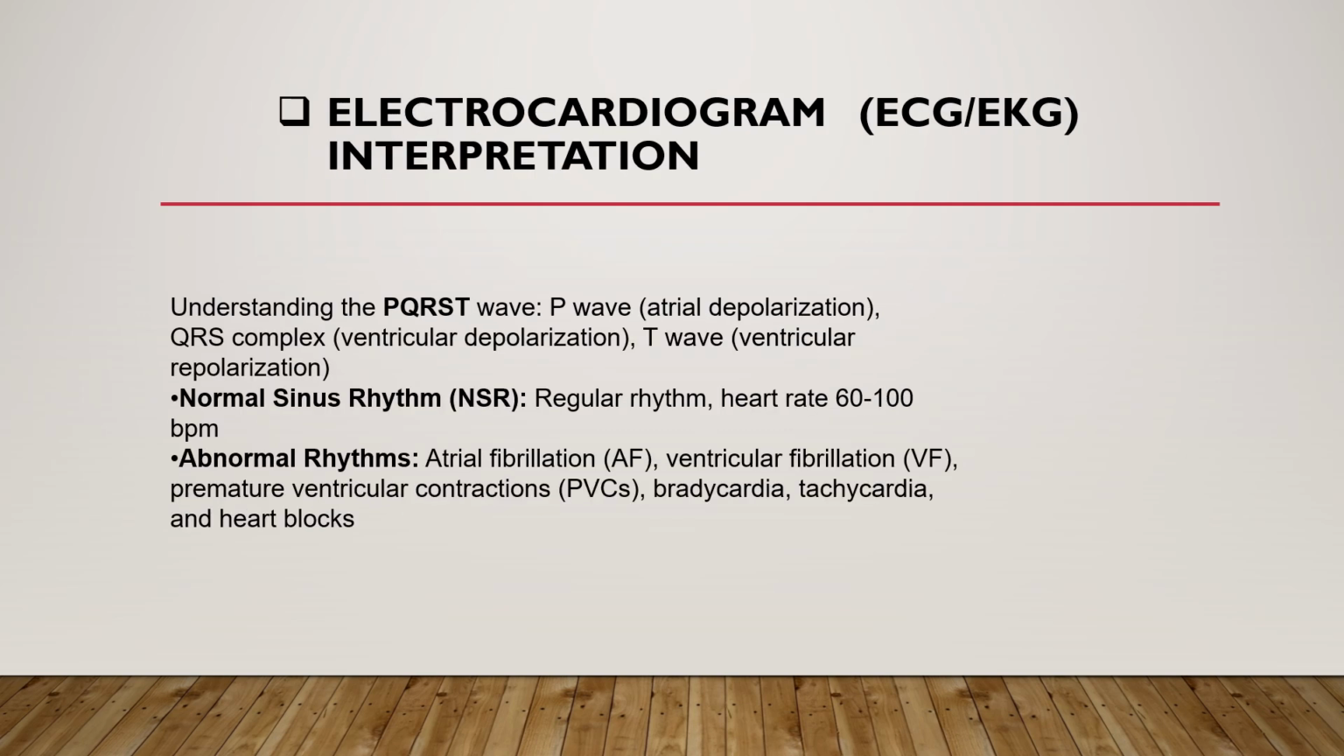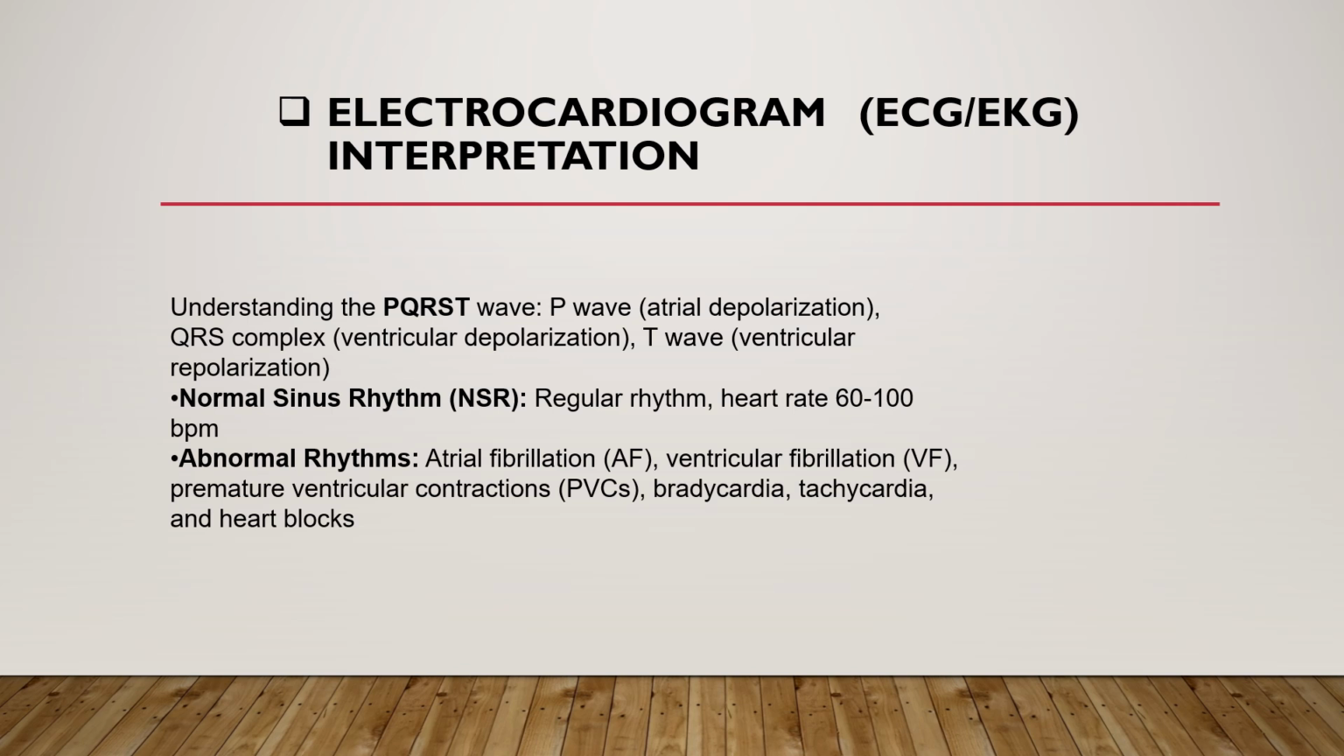Now coming to the electrocardiogram. As we all know, when our cardiovascular system is affected, our basic step is the interpretation of the ECG. So understanding the ECG is very important. You should understand the PQRST wave: where is its origin, and what does it indicate? The P wave indicates atrial depolarization, the QRS complex is ventricular depolarization, and the T wave is ventricular repolarization.